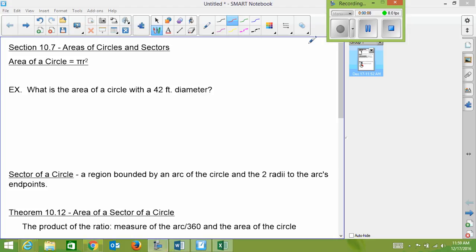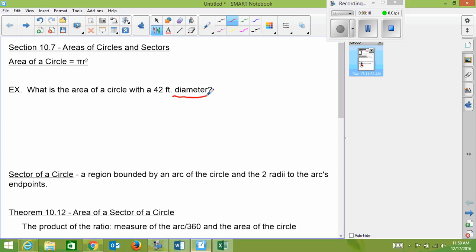So the area of a circle, we should remember, is pi r squared. My example: what is the area of a circle with a 42-inch diameter? The first thing you need to realize here is that they're giving you diameter and not radius. And so you'd need to divide the diameter by 2, so the radius is 21.